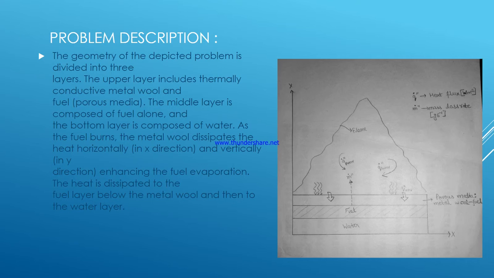As in the diagram shown, m double dash represents the mass flow rate of fuel into the atmosphere, while q double dash demonstrates the heat flux which is given to the fuel through the metal wire and through the metal wire wool.